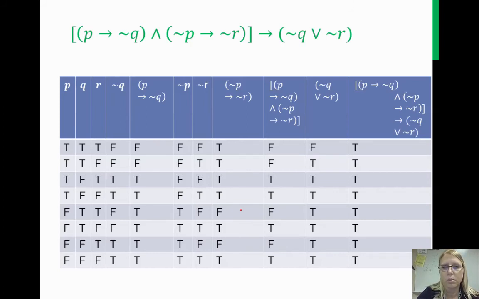So here's the truth table, and there's a lot of columns involved in this because there's so much going on. But hopefully this is what you got. Take a few minutes to look at it, and you'll notice that it ends up in a tautology. So this argument is indeed a valid argument.